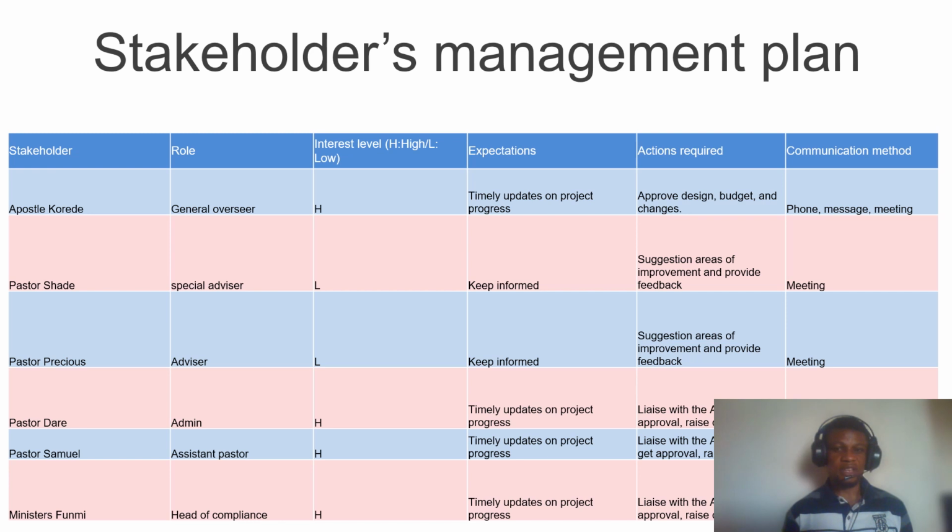Then we also have Pastor Samuel, who is under the same category, can get approval from the senior pastor just in case the senior pastor is unavailable. These are also very important touch points. Then we have the head of compliance, the same category. She must be kept informed, and approval she can get from the senior pastor as well.